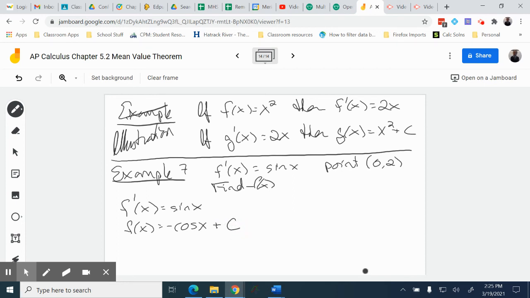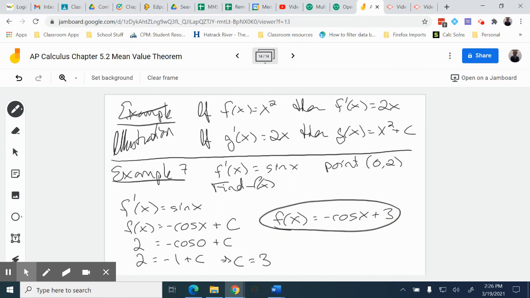So f of 0 is 2, tells us that x is 0. Cosine of 0 is equal to 1, which tells us that 2 is equal to negative 1 plus our constant. Therefore, our constant must be equal to 3, which means that this particular function, f of x equals negative cosine x plus 3. This has a derivative of sine and goes through the point 0, 2.